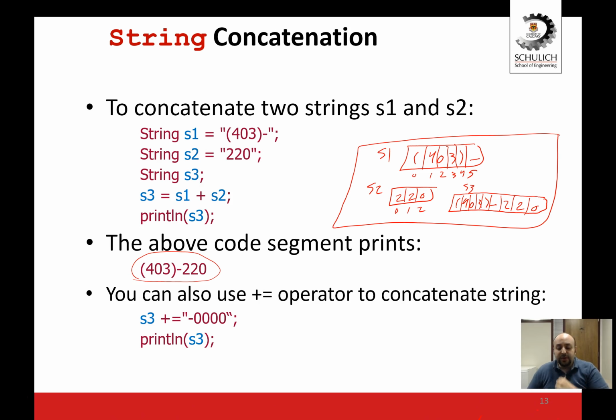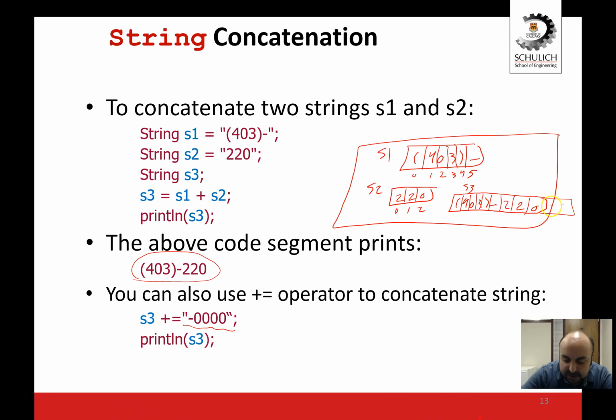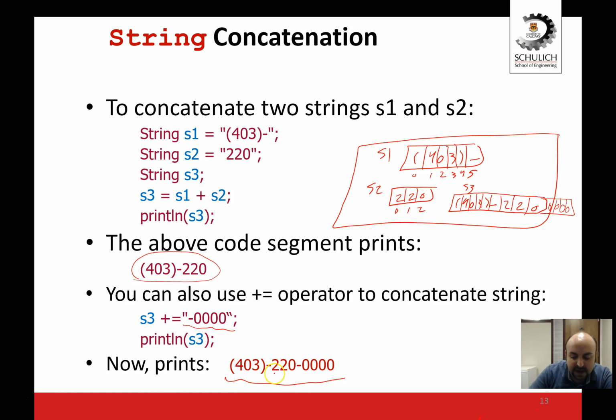Furthermore, what you could do is you could actually add a string like that to the end of S3. So furthermore, S3 is going to be even larger, and the rest of these zeros are going to be added to the end of S3 like that. So that got a little bit messy. So when we print S3 then, the whole phone number is going to be printed because S3 now holds the entire phone number as a string.